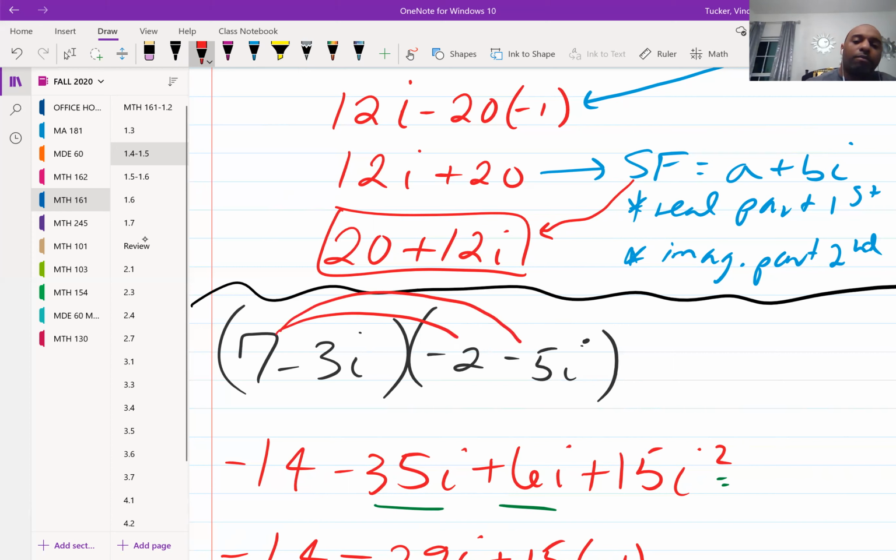7 times negative 5i is negative 35i. Negative 3i times negative 2 is positive 6i. Negative 3i times negative 5i is positive 15i squared.